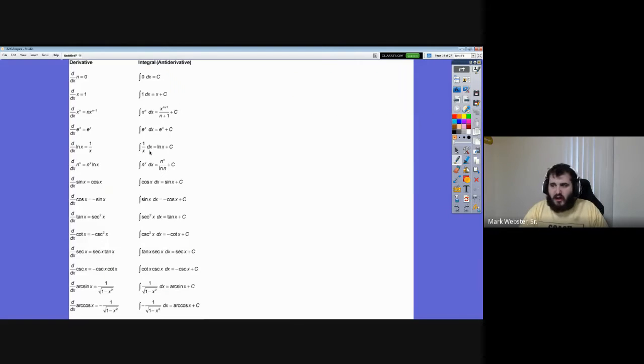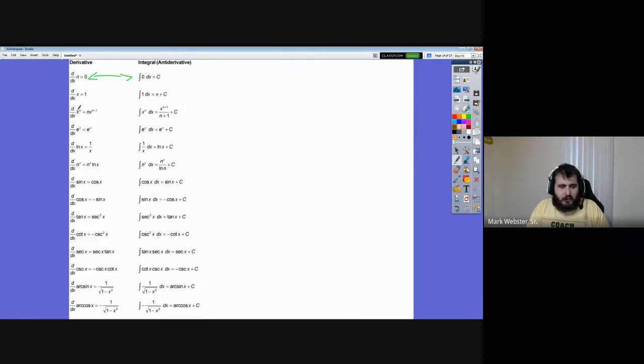So let's look at this. I wanted to show you this. This is what's called an integral table. This has all of the basic derivatives along the left side and all the basic antiderivatives on the right side. And what you'll notice, hopefully, is that they correspond to each other, right? The derivative of a number is 0. The integral of 0 is a number. The derivative of x is 1. The integral of 1 is x plus potential constant.